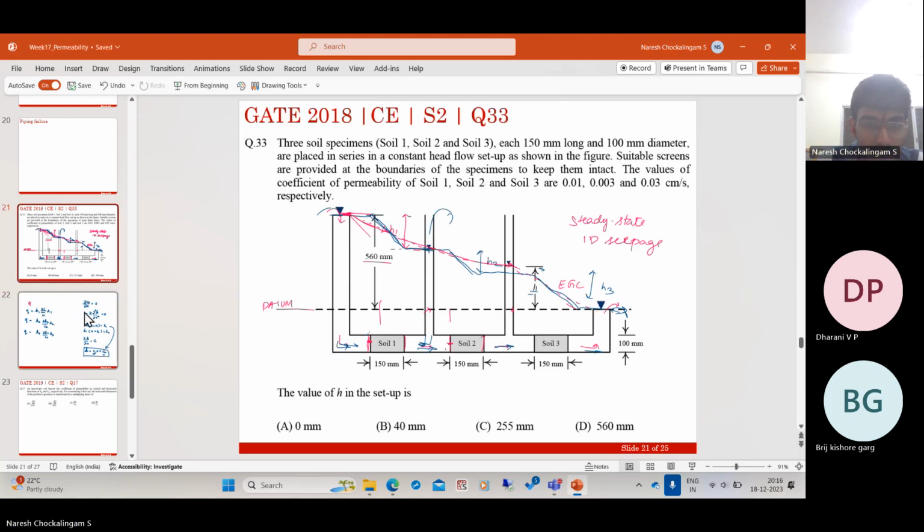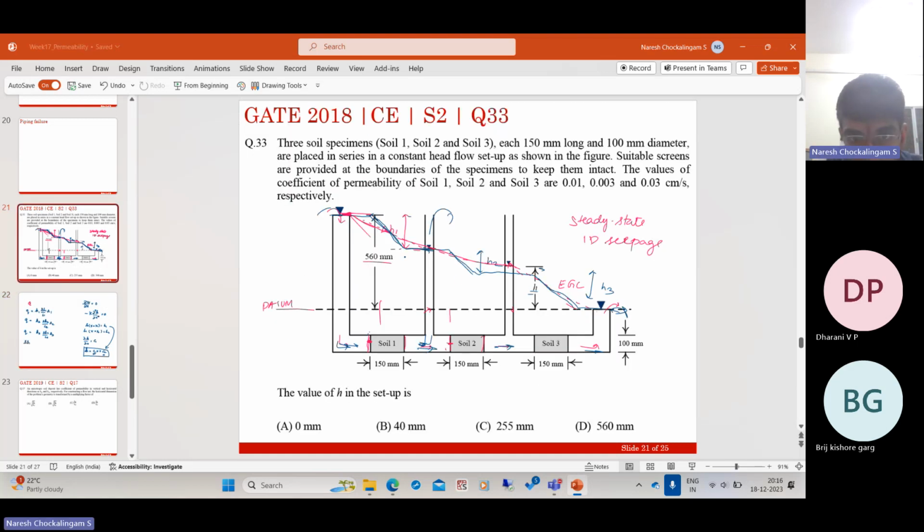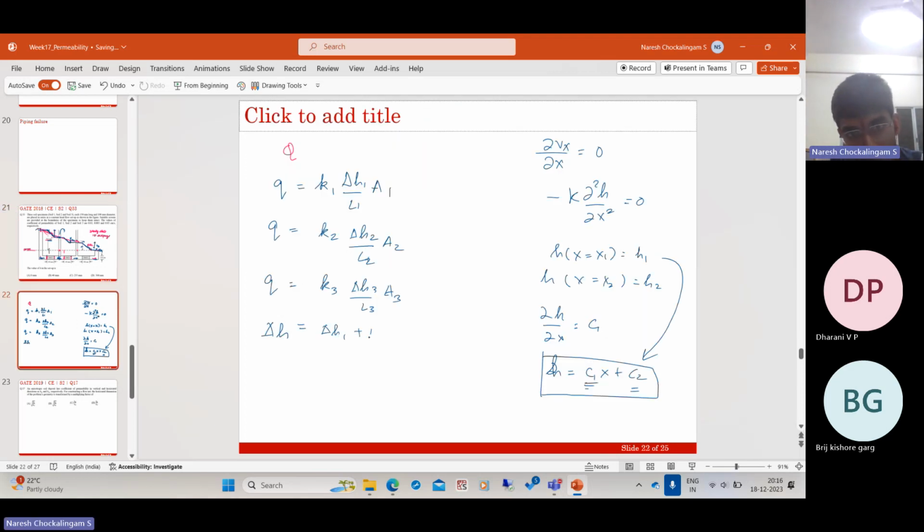That is one thing. Then what else do we know? The total head loss from here to here is happening only across the soil, not in the pipes. So the total head loss from here to here is delta H, which is given. And it should be the sum of the loss here plus the loss here plus the loss here. So delta H is equal to delta H1 plus delta H2 plus delta H3. Now rearrange this equation so that you get delta Hi equal to Q times Li by Ai, and in the denominator you have Ki, right? So just sum them all.